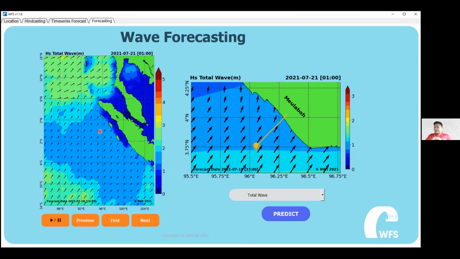This is not a tanker actually, but like a big ship that is filled with coal, or batu bara, yes, coal. And then the location is somewhere here. We call this software WFS, or wave forecasting system.